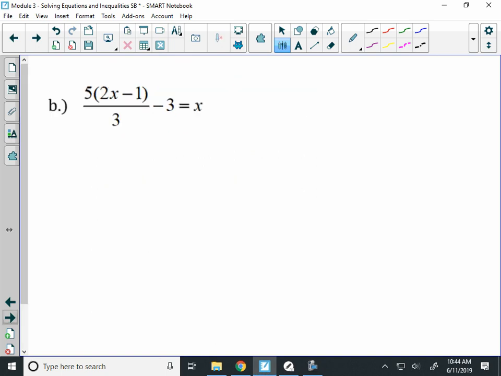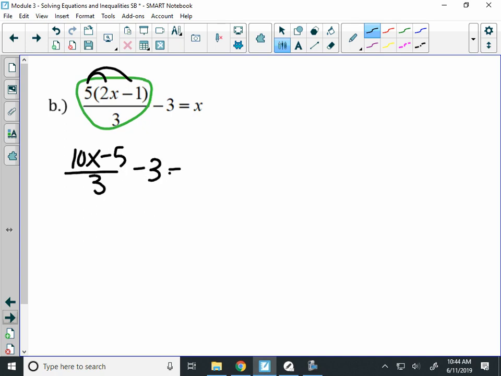Next one, B. Let's go ahead and distribute the 5. We're in our fraction bubble here. I don't want to forget about the fraction bubble. So I'm going to distribute the 5. So I'll have 10x minus 5 over 3, and I still have my negative 3 on the outside. Now, the reason I still have the negative 3 is I have to move that first. I didn't distribute to it. It wasn't in the fraction, but I can now move the 3 to both sides.